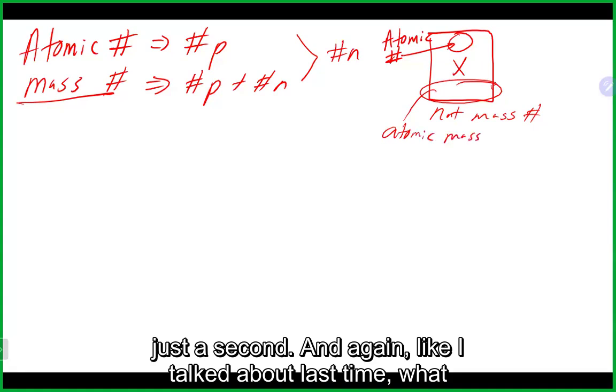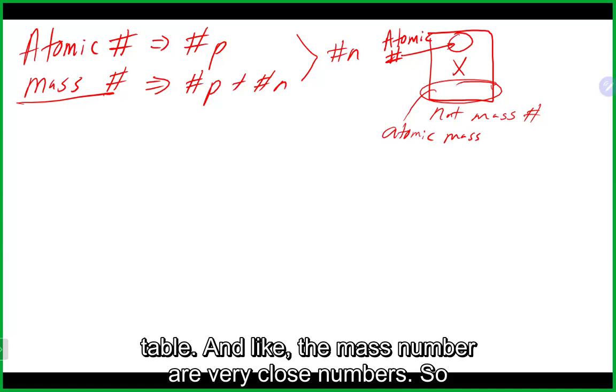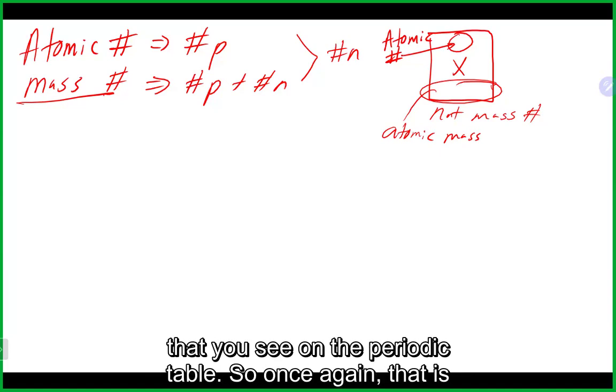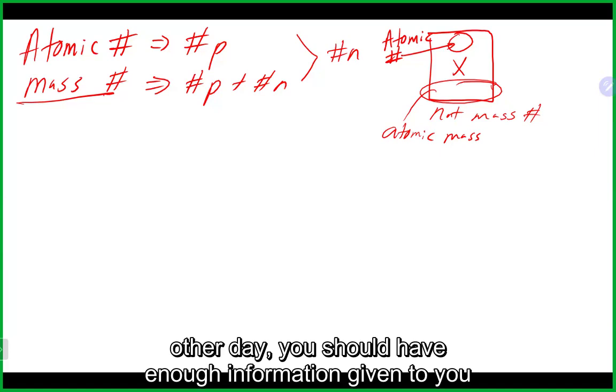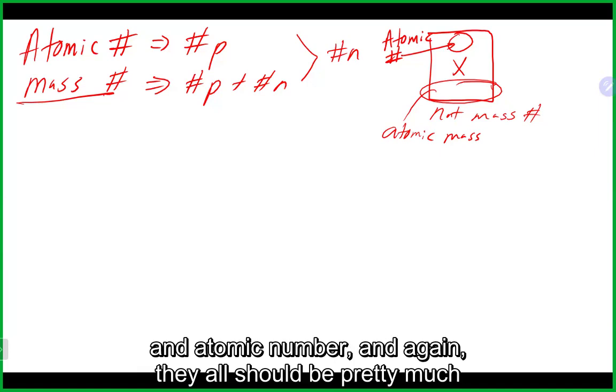And again, like I talked about last time, what sometimes confuses people is the atomic mass on the periodic table and the mass number are very close numbers. So sometimes people just think, oh, they just rounded the number that you see on the periodic table. So once again, that is not the case. When you're asked these problems like we did the other day, you should have enough information given to you to figure out protons, electrons, neutrons, mass number, and atomic number. And again, they all should be pretty much whole numbers.